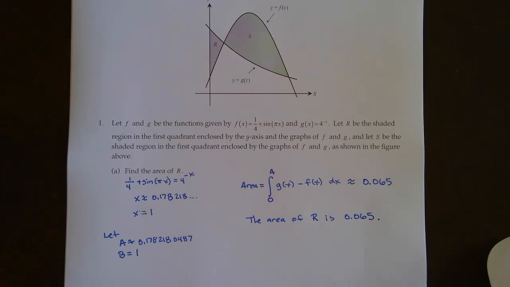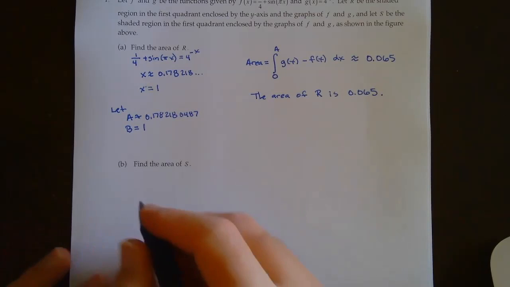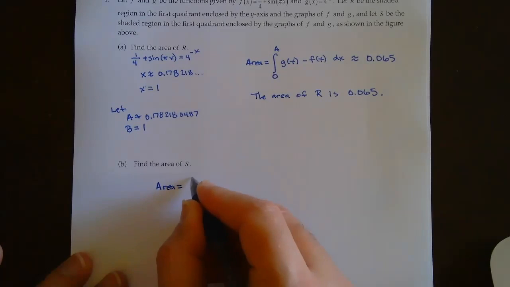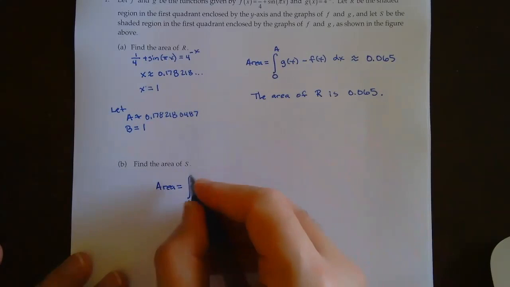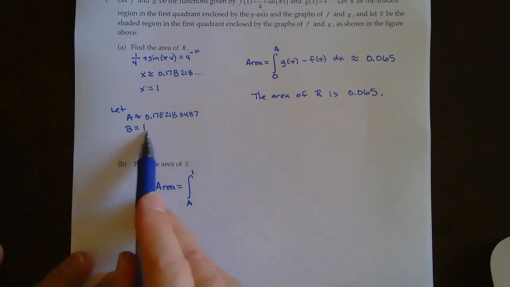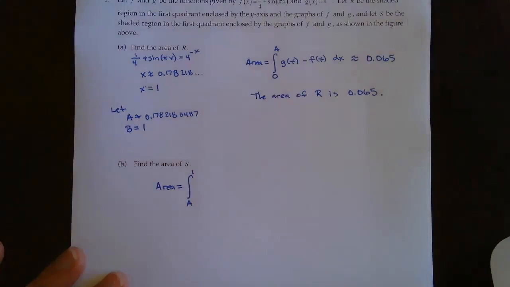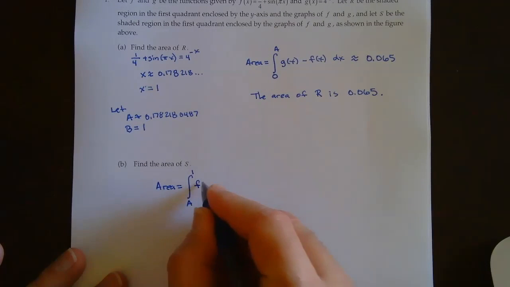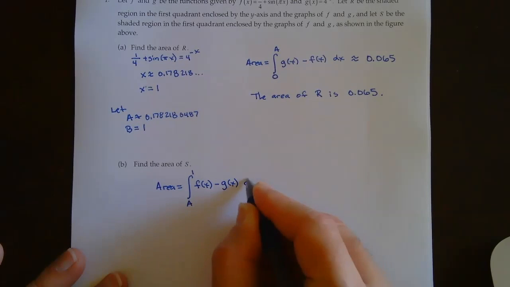So now we want to do S, and that's part B. So let's do that one. We already did the intersection, so we don't need to do that again. The area of S would be equal to the integral from A, the 0.178, to B, or write the number 1. They're interchangeable, so you could use 1 or B. I'm going to write 1. Now, what was the top curve? The top curve was f of x, if you look back up at the page. So it would be f of x minus g of x, and then dx.